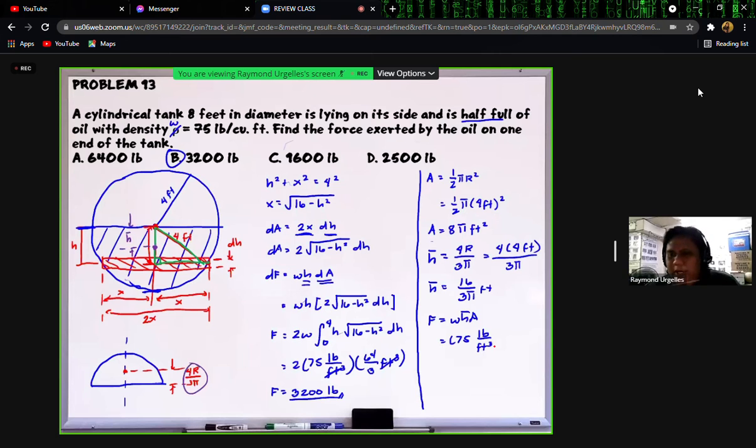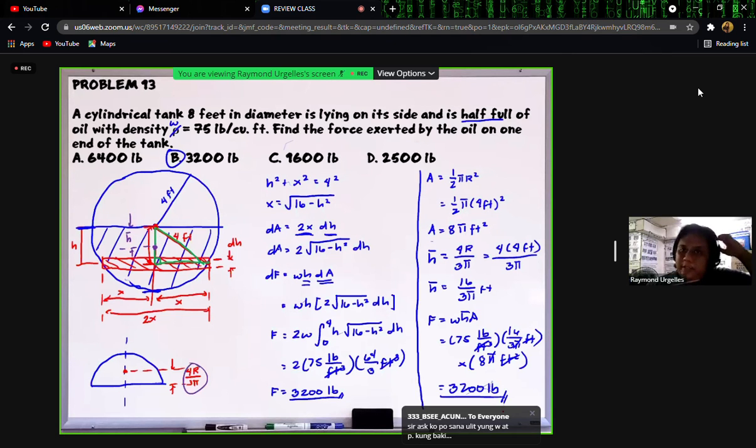So this is 75. So this is pounds per cubic feet, no? So then multiplied by 16 over 3 pi feet, diba? So then multiplied by area, is 8 pi square feet, no? So kaya cancel yung cubic feet, cancel yung pi. So then, solving this, 75 times 16 over 3 times 8. Diba? So you will also get 3,200 pounds. Okay? So any questions? Diba? So para dito.